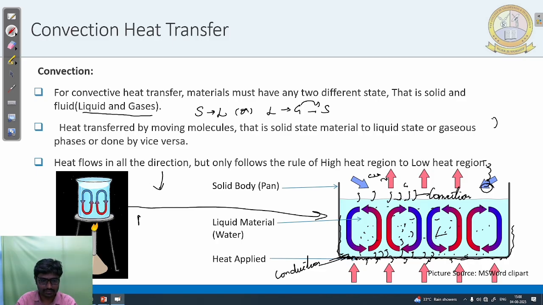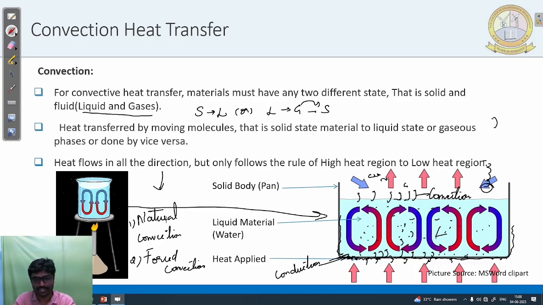One is natural convection. Convection occurs in two types, and we'll learn it in detail in the next classes, but try to know that convection happens in two different types: one is natural convection and another one is forced convection. Whatever terms we are learning here, you should keep in mind that from the term or word itself, we can understand what it is saying.